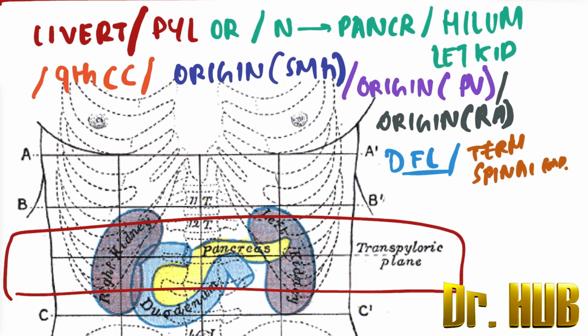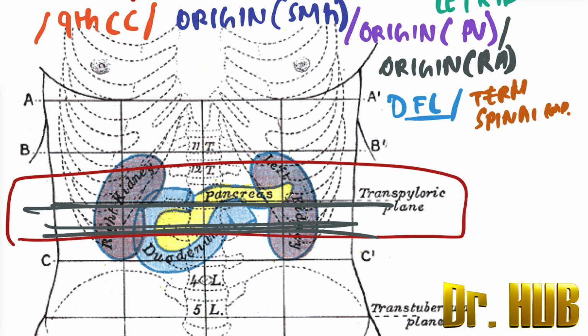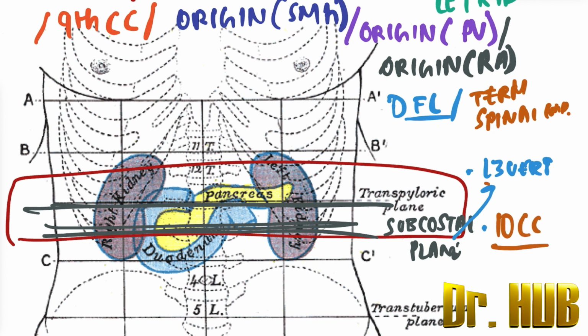Next, we are going to look at the subcostal plane. So this was the transpyloric plane. Slightly below the transpyloric plane, there is another plane. This plane is known as the subcostal plane. What are the components of the subcostal plane? The subcostal plane contains the L3 vertebra as well as the 10th costal cartilage.